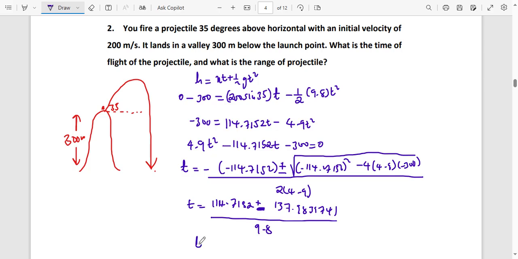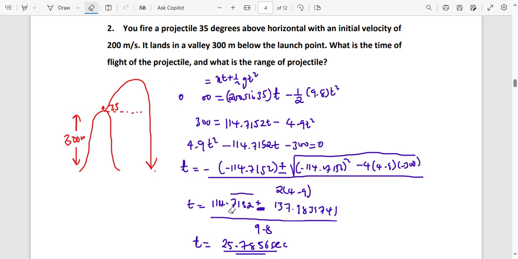Please avoid rounding off before the final answer. At least you can see I rounded off to at least 4 significant figures. It will give you a much more accurate answer than rounding off very early. So if you punch 114.7152 plus 137 divided by 9.8, you are going to get your time as 25.7856 seconds. This is when you use the direct formula.